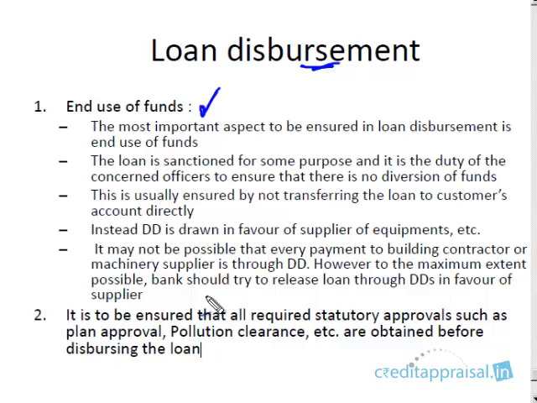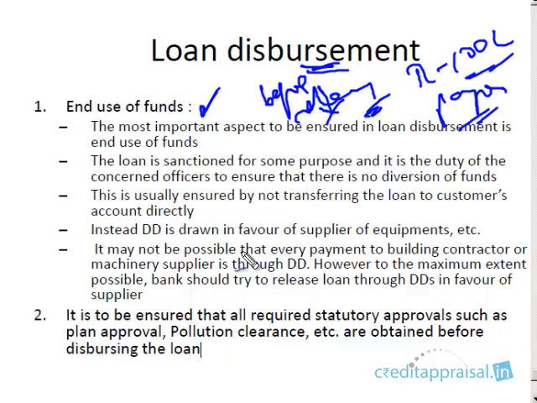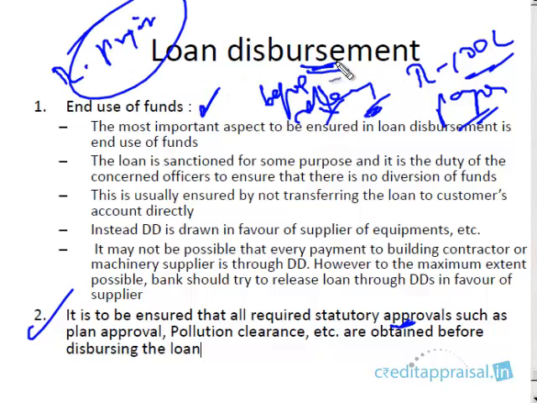Also, before disbursement, you have to ensure a couple of things. One, all statutory approvals have to be in place. A term loan is usually given for a project, and for the project to take off, it has to obtain a lot of clearances and approvals. Ultimately this project is operating in a business environment. There are legal issues, the government has some rules, and there will be local authorities like the panchayats. So there are various approvals to be obtained.